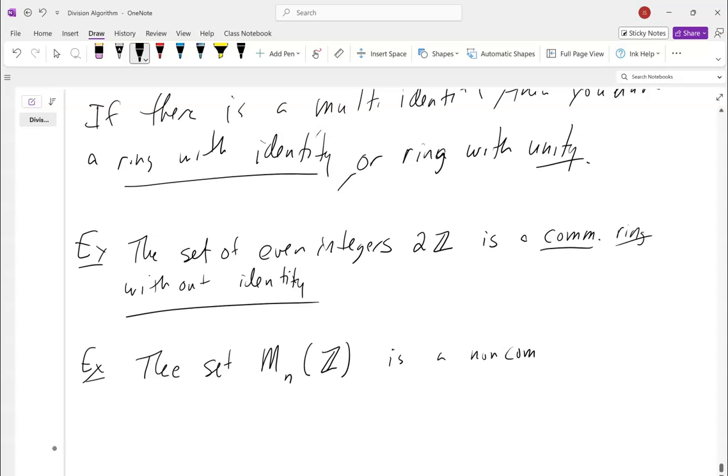This is a non-commutative ring with identity. Do you think you could come up with a concept that would give you an example of a non-commutative ring without identity?